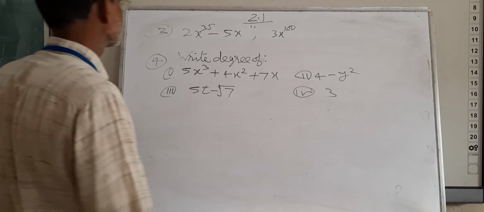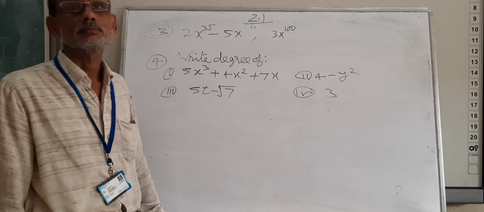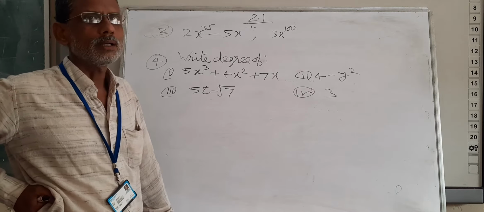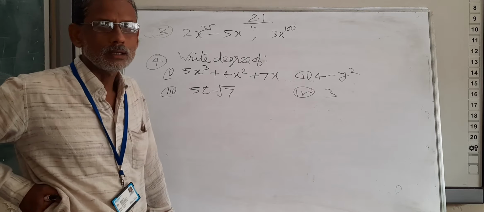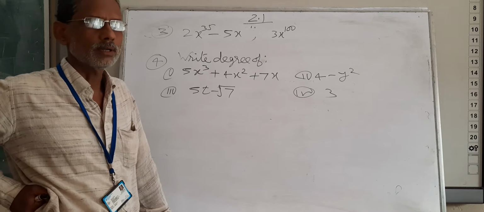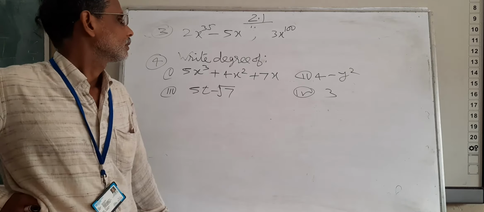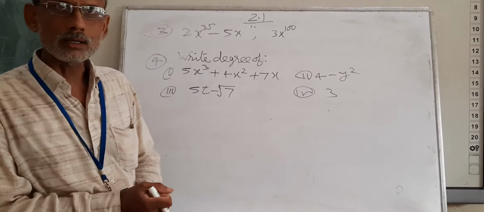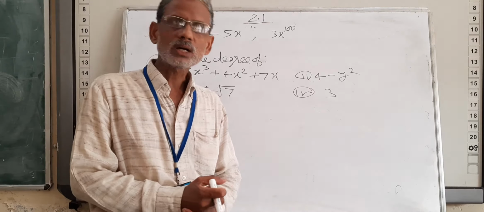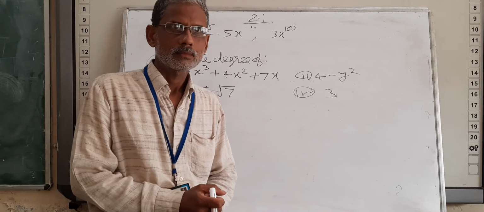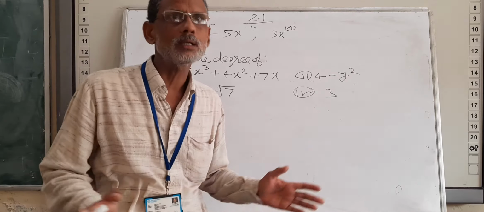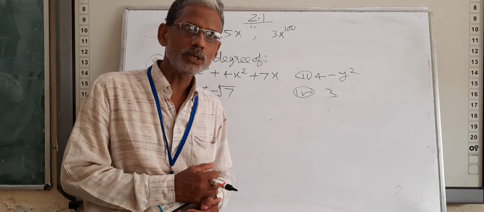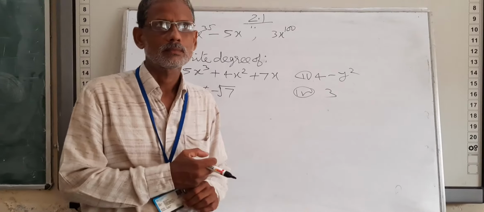Dear students, your third question of exercise 2.1 is: write down a binomial of 35 degree and a monomial of 100 degree. Correct? In a polynomial, plus and minus signs work as separators. If there is no plus or minus, the polynomial will be a monomial, that is, a single term. Clear?